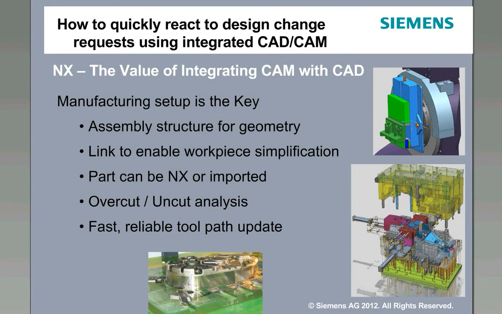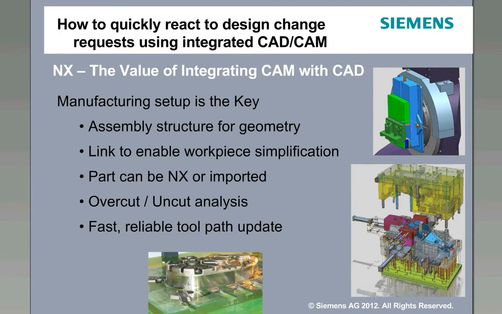Also, when reacting to design changes, if we've already created some tool paths on a part, and halfway through the machining of this part, we discover that there's a revision to the part, we need to understand if we've over-machined any areas of the part, or if there's uncut areas that we need to take care of. So with NX CAM, we have the tools to give us the ability to analyze that. And of course, NX CAM gives us fast, reliable toolpath updates. So next slide, please, Aaron.